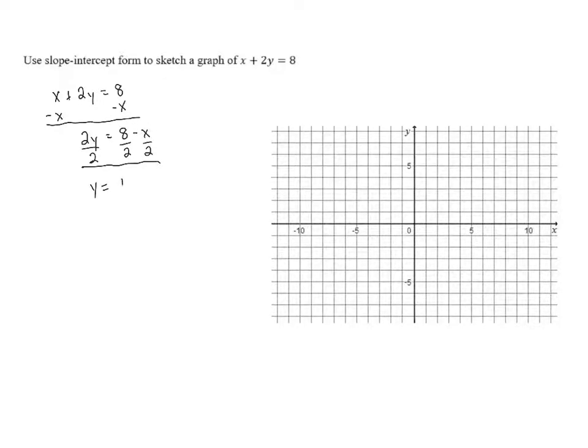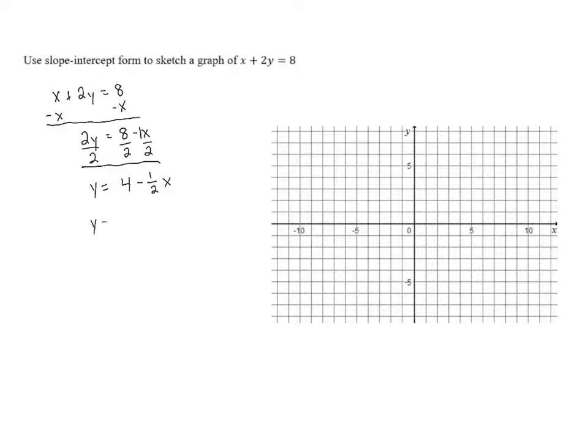8 divided by 2 is 4. And then x isn't divisible by 2, but if we put a 1 in front, this is minus 1/2 x. It's easier to write the fraction in front of the variable because then you can read the slope more easily. Now this works. We can read the slope and the y-intercept from here.